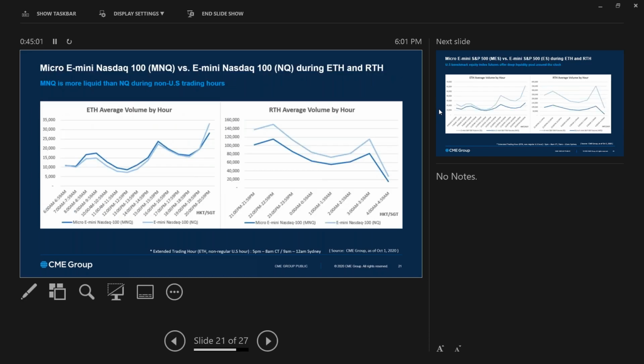And to show you, compared to the E-mini size futures, E-mini Nasdaq 100, the micro is actually more tradable and accessible. Because of that characteristic, we are seeing the micro size products trading actually more than E-mini size futures during extended trading hours, especially for Nasdaq. You can see this graph, and we can also share the slides after the session.